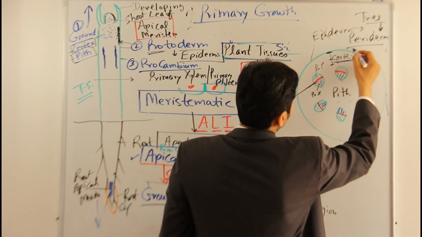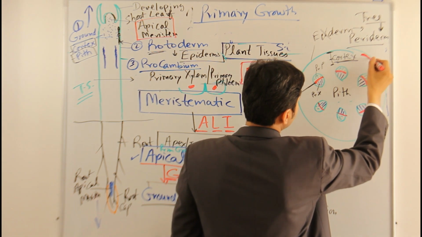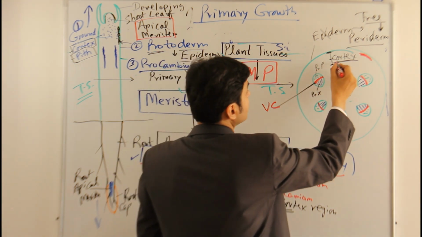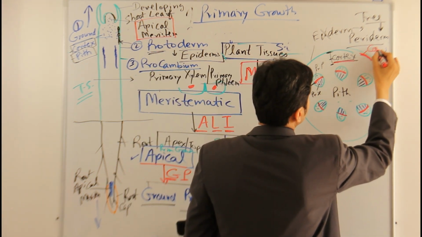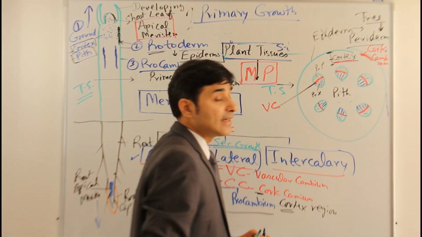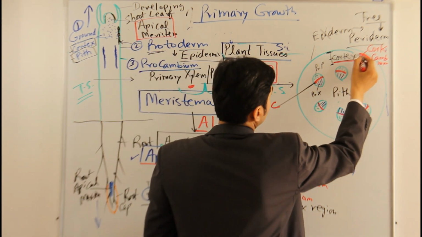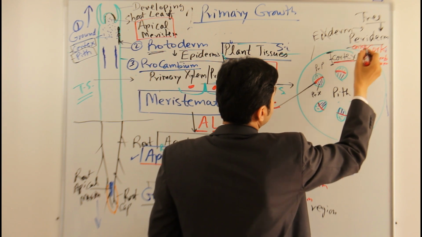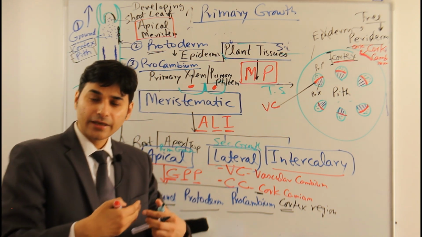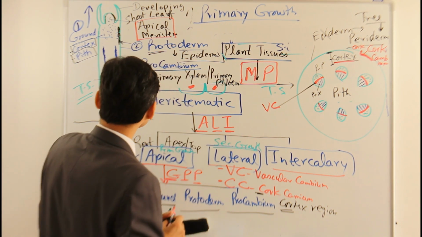So periderm. Now in the cortex region, one cambium tissue is present, and this is called Cork Cambium. What it does is make cork cells outside, cork cells which contribute towards the bark. So we have seen that the lateral meristems, both of them, help in the secondary growth of the trees.